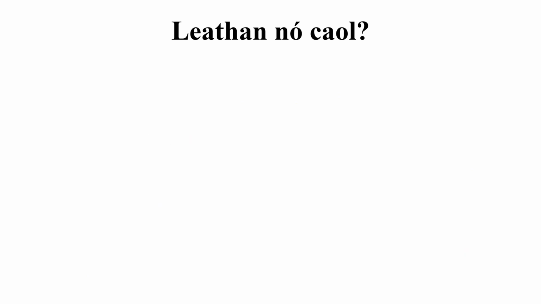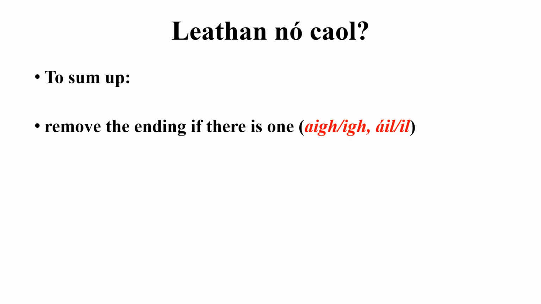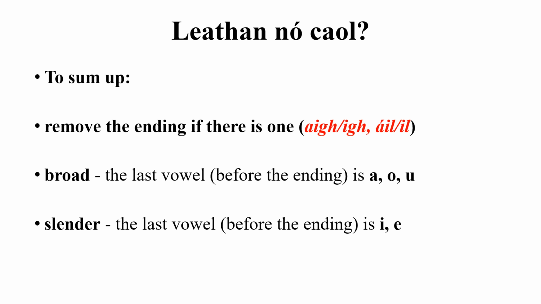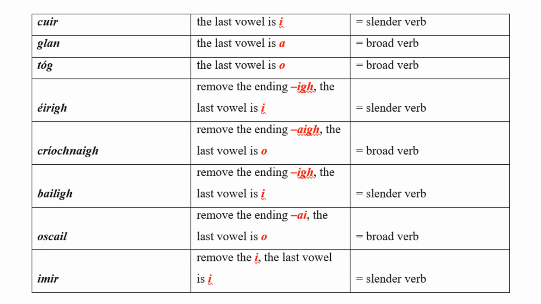To sum up, remove the ending if there is one. Broad, the last vowel is A, O, or U. Slender, the last vowel is I or E. And here we have a chart that sums it up.